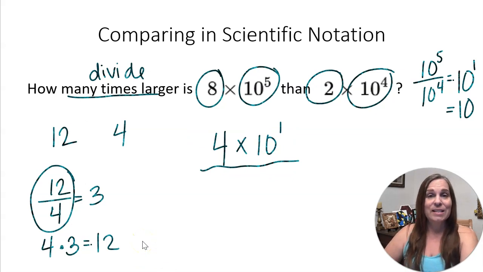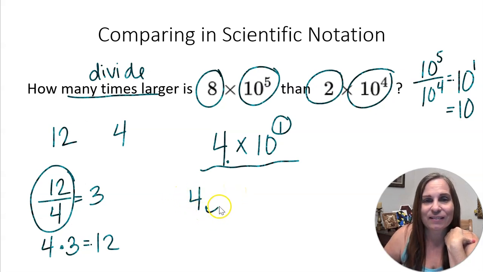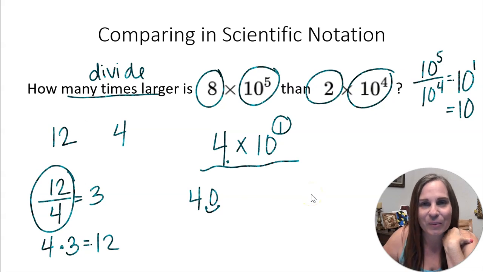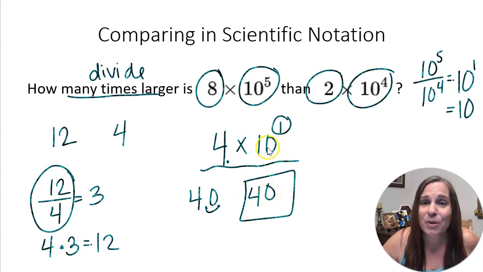If I want it in standard form, that's just 4 times 10. 40, right? Or if following what we just did, this 1 means that I move this decimal point 1 place to the right, I would also get 40, right? But again, I think it's easier just to think of it as 10 to the 1st is 10. So 4 times 10 is 40. So how many times larger? It is 40 times larger.